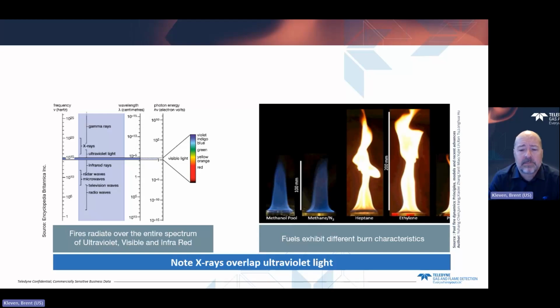So X-rays in the area could overlap with ultraviolet, and then infrared with a little bit of an overlap with radar, for example. We also note, if we look at the pictures of the flames on the right, that we have different types of fires as far as the fuel type. So the methanol and the methane fires burning quite blue and hot versus heptane, a heavier hydrocarbon type fuel, where you get much more of that yellow characteristic in the flame.